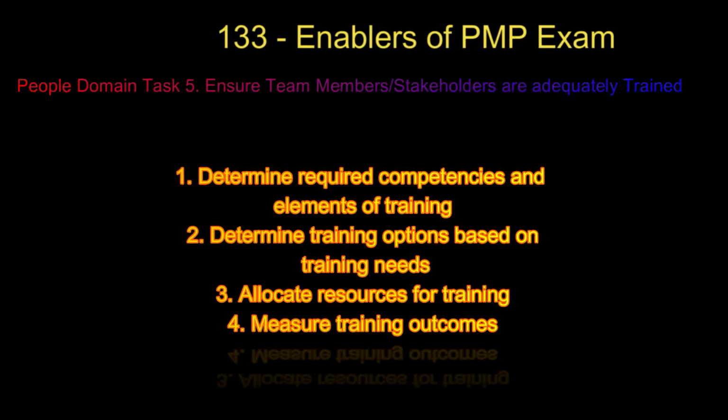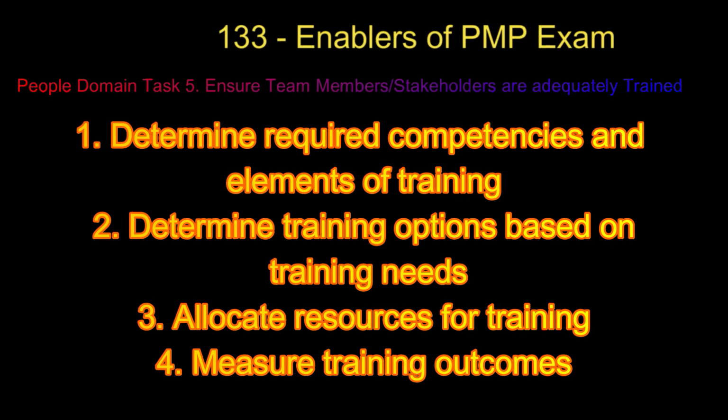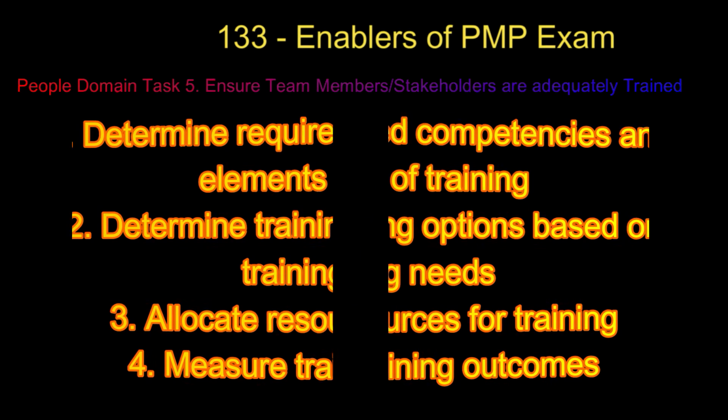People domain task 5, ensure team members and stakeholders are adequately trained. This task has 4 enablers. First, determine required competencies and elements of training. Second, determine training options based on training needs. Third, allocate resources for training. Fourth, measure training outcomes.